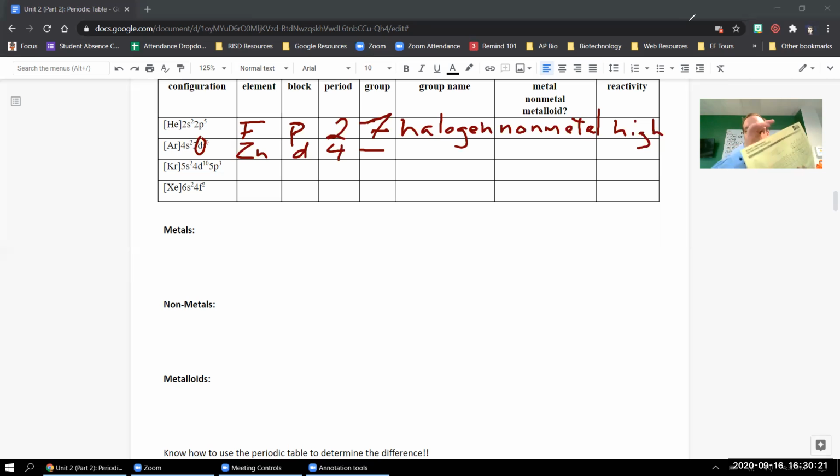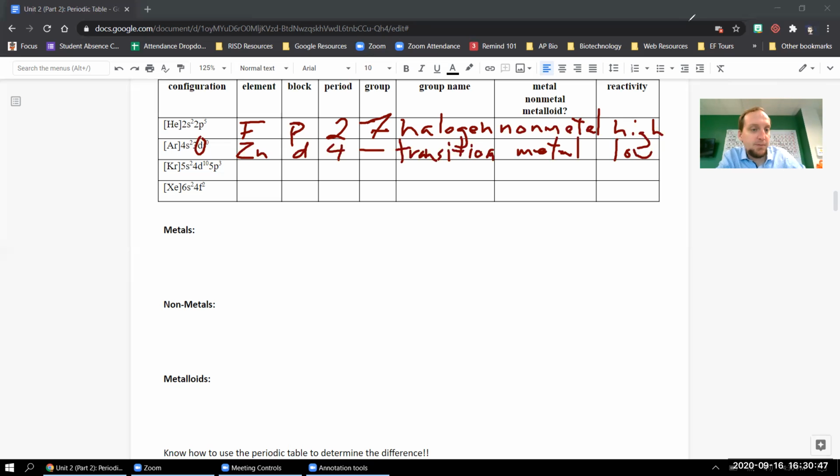That whole center part right here is called the transition metals. And again, I don't have enough room to write that, so there is no real group number for that. The group name, again, is called a transition metal. Got a little ahead of myself there, obviously. That would be, again, transition metal. Clearly, that's a metal. All of them are. And their reactivity, again, as I've already discussed, is low.